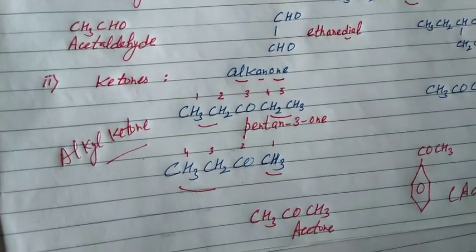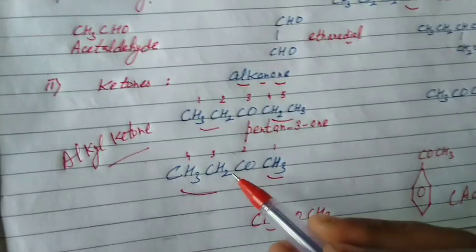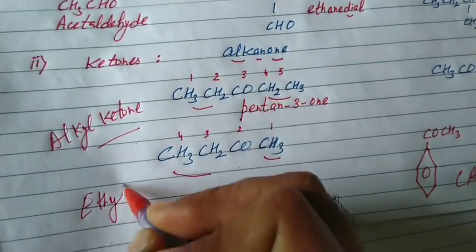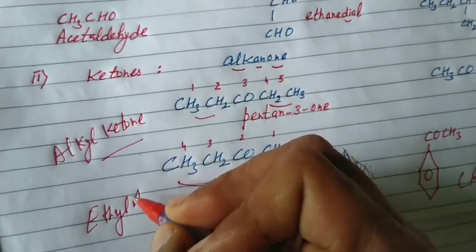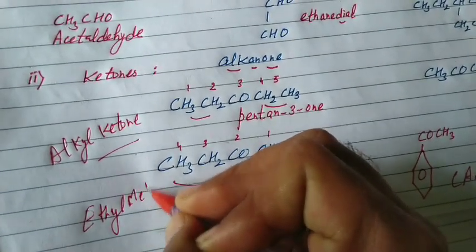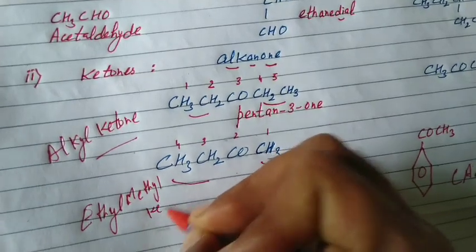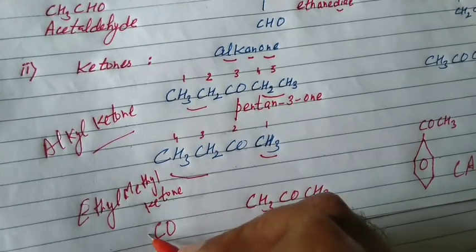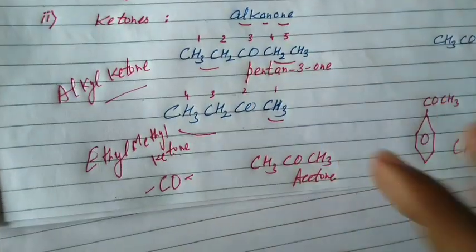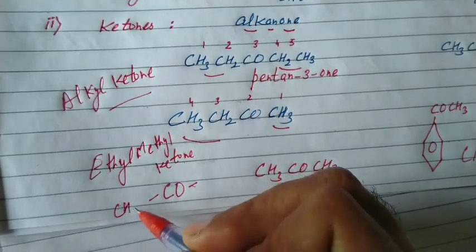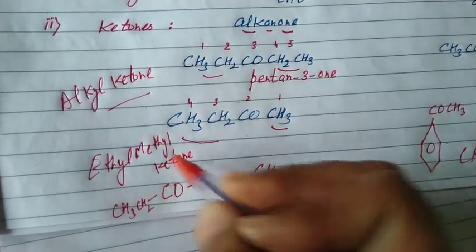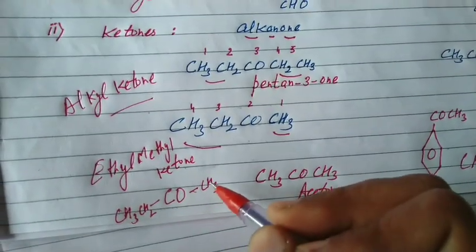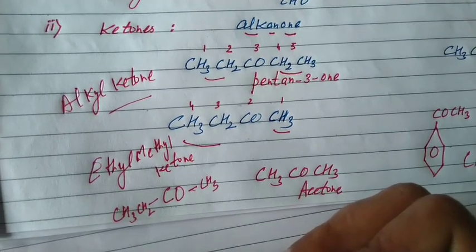Alkyl ketone, students. What is the IUPAC name of ethyl methyl ketone? The question may be, what is the IUPAC name of ethyl methyl ketone? Students, it is clear, ketone means it contains the CO group. Ethyl methyl means one end contains ethyl, C2H5, CH3CH2, and the other end contains methyl, CH3. Now it is ethyl methyl ketone. Now you know the IUPAC name, same as this: butan-2-one.